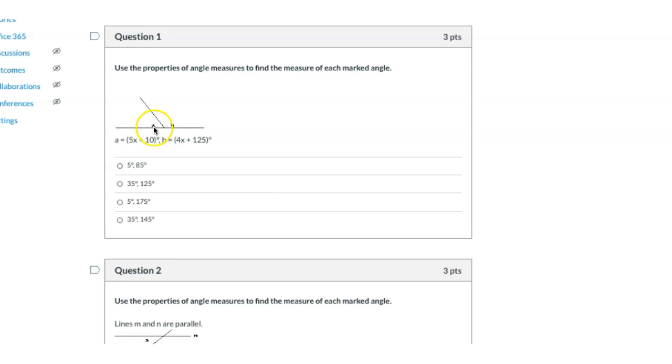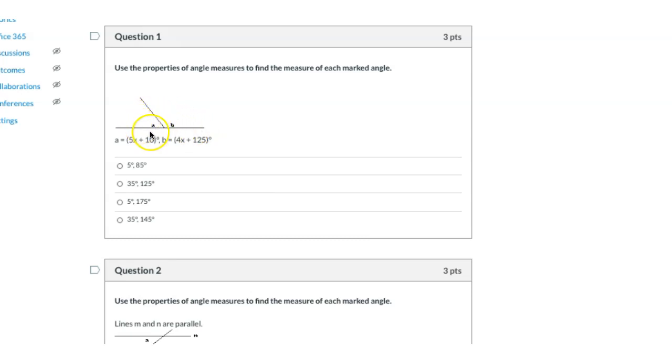And here we see that angle A and B are these angles here. Now the way that we find these two angles is noticing that these two angles here are supplementary, right? Because if we were to add these two measures, they would form this straight line here. If we went all the way around, that's 180 degrees.